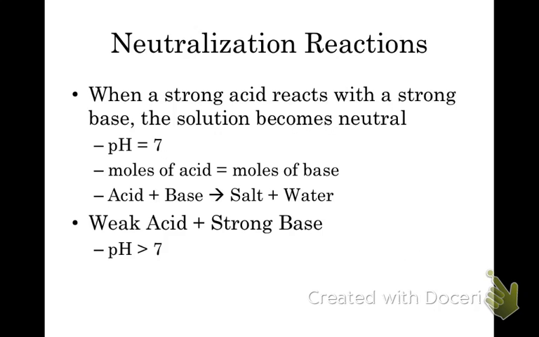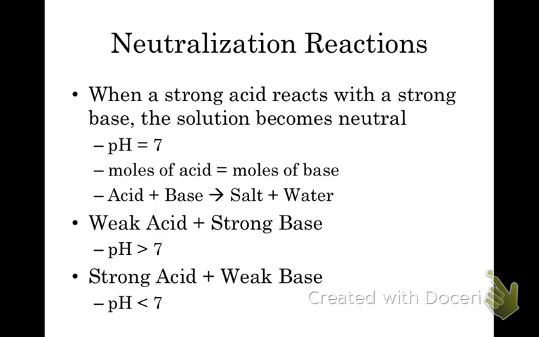So to go through, when you have a strong acid reacting with a strong base, again, you have a pH of 7, the moles of the acid is equal to the moles of the base. You can use this equation. When you have a weak acid and a strong base, that pH is actually going to be greater than 7. So essentially that base wins out. It's going to be more in the basic range.